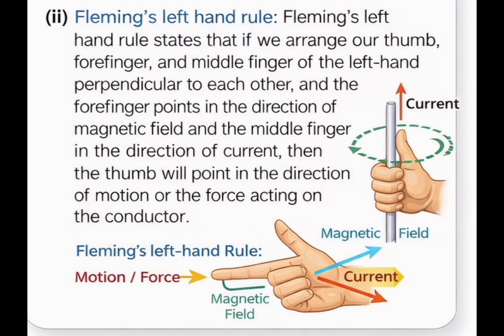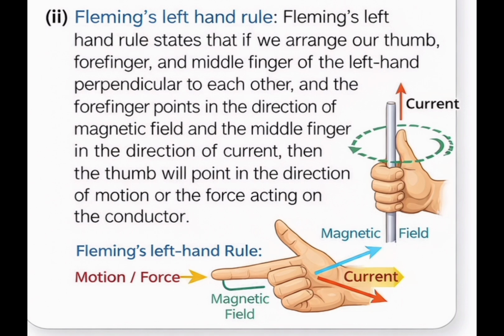So there is a trick to remember Fleming's left-hand rule and the right-hand rule. If you find only current and magnetic field in the question, then you should use Maxwell's right-hand thumb rule. In any other question, if they give current, magnetic field and force, if you see these three terms, then you should use Fleming's left-hand rule.